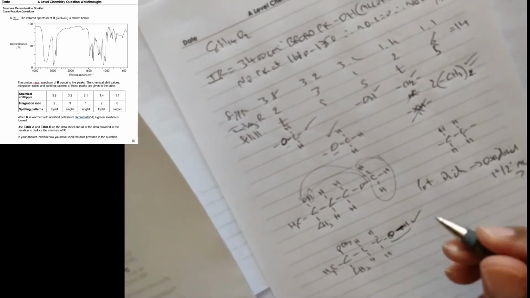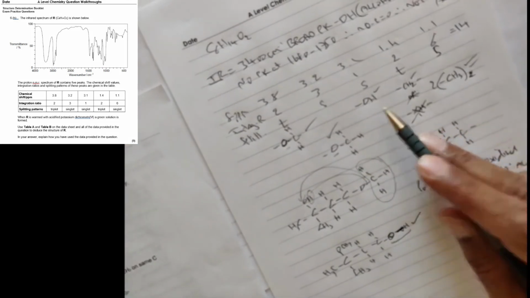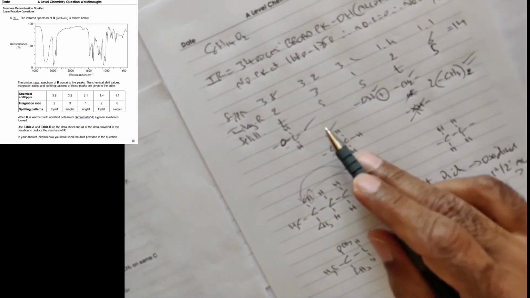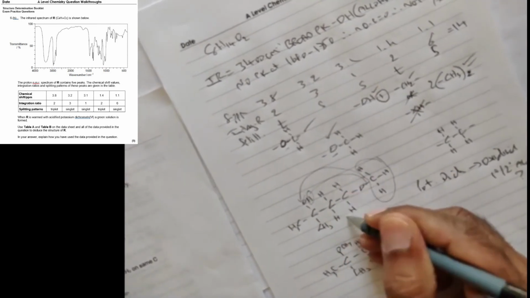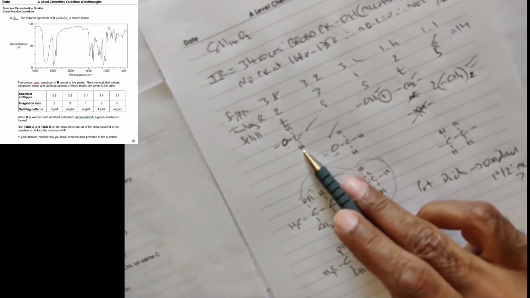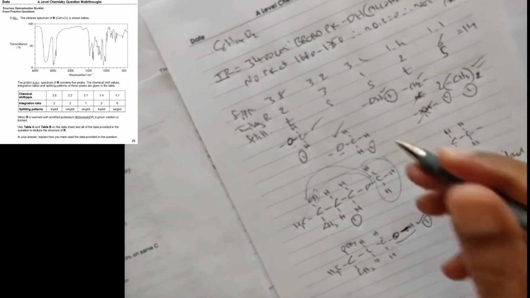3.1, singlet, OH, that's going to be a mark for you. Two triplets, and 4, so when you've drawn those here, that's going to be a mark together. 3.8, that's going to be a mark, right? And then singlet 1.1, that's going to be a mark for you, that you've shown it. And the fact that there are 2 of them, that's going to be a mark as well. And then 3.2, that's going to be a mark.